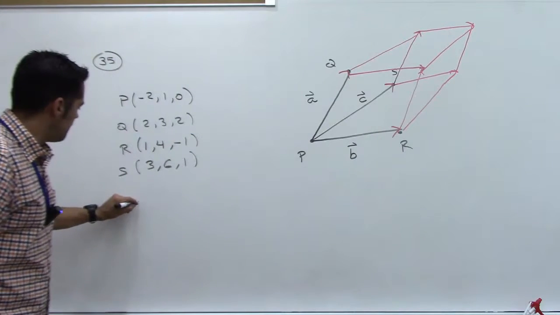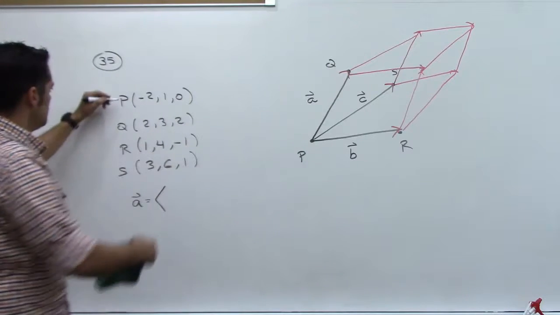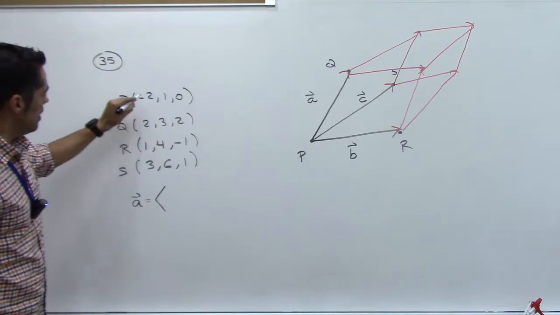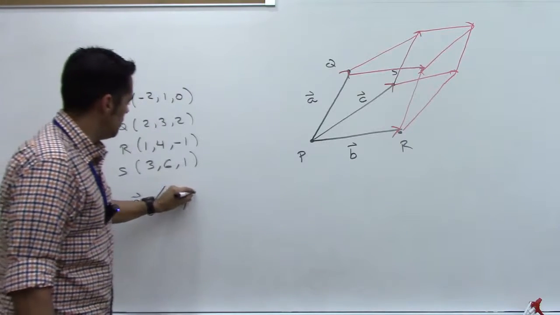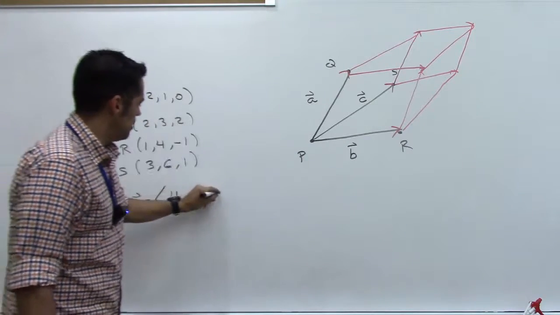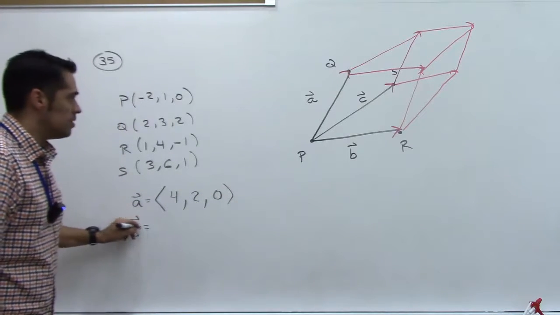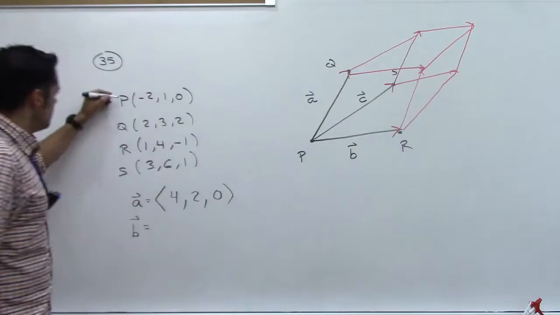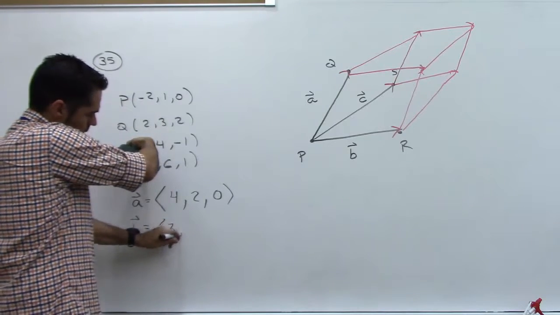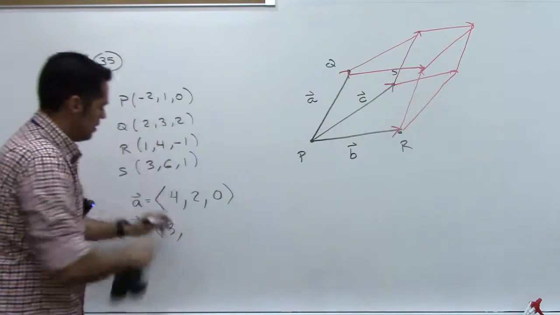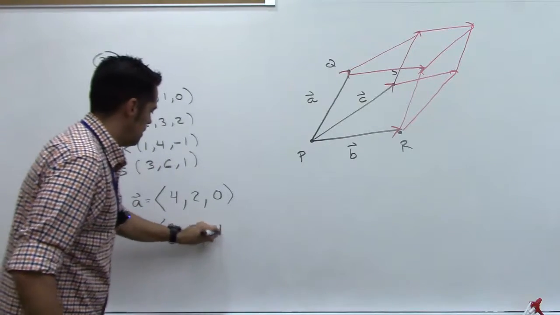So A is the vector from P to Q. So 2 take away negative 2 is 4. 3 take away 1 is 2. 2 take away 0 is 0. So there's A. I need vector B, which is the vector from P to R. So 1 take away negative 2 is 3. And then 4 take away 1 is 3. And then negative 1 take away 0 is negative 1.